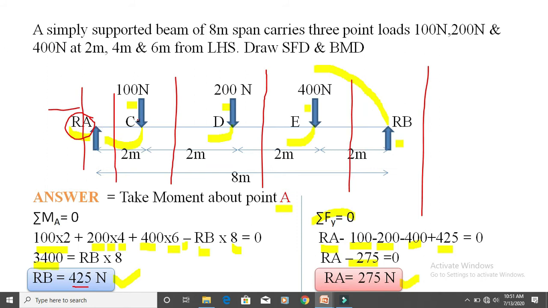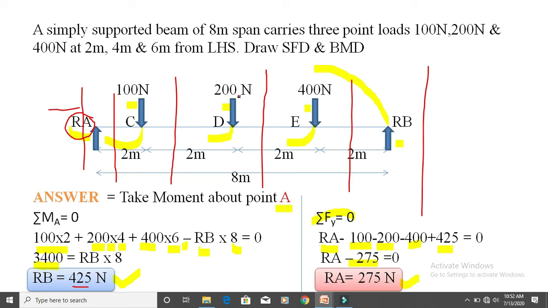For the bending moment at C, you should look at the left of C or the right of C and consider the side where the minimum number of forces are available. Consider the left side, there is only one force, and on the right side there are 1, 2, 3 forces. So the minimum number of forces is in the left direction. So consider the left direction, that is only the RA force which is going in the upward direction. So RA's value is plus 275 and the distance is 2. After calculating 275 into 2 we got the answer.